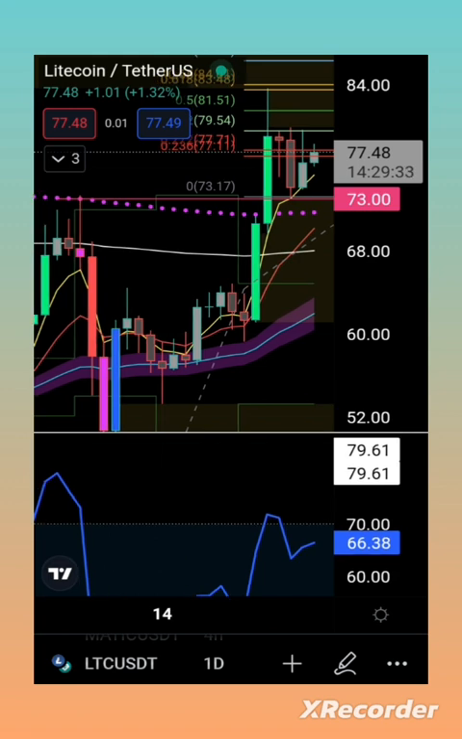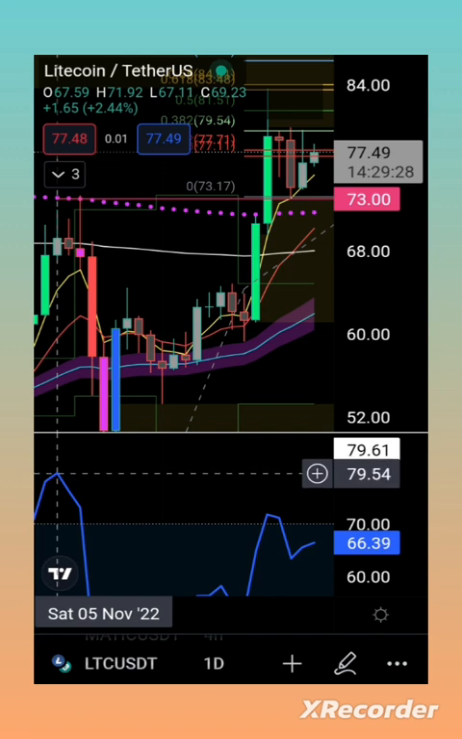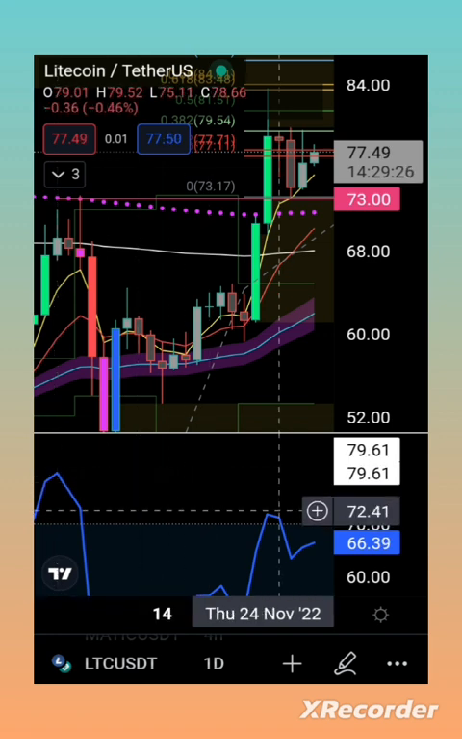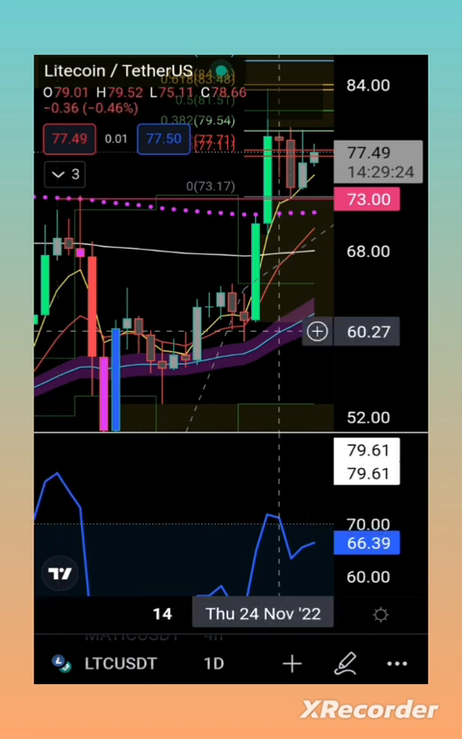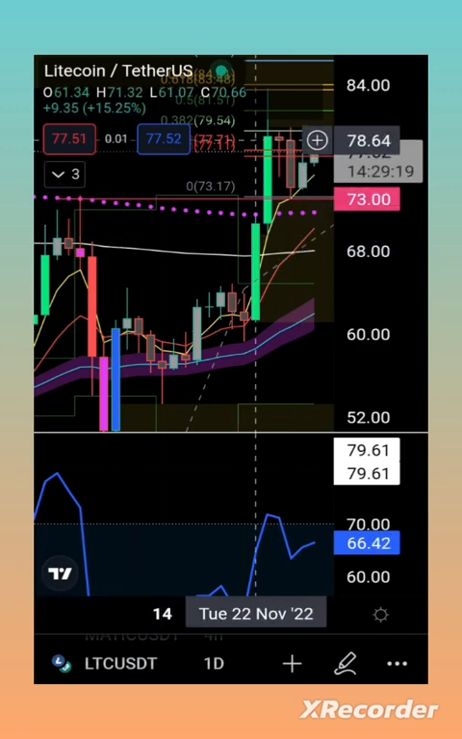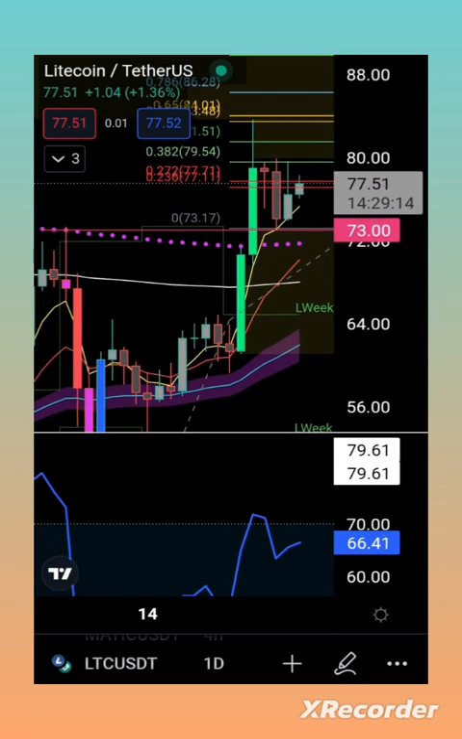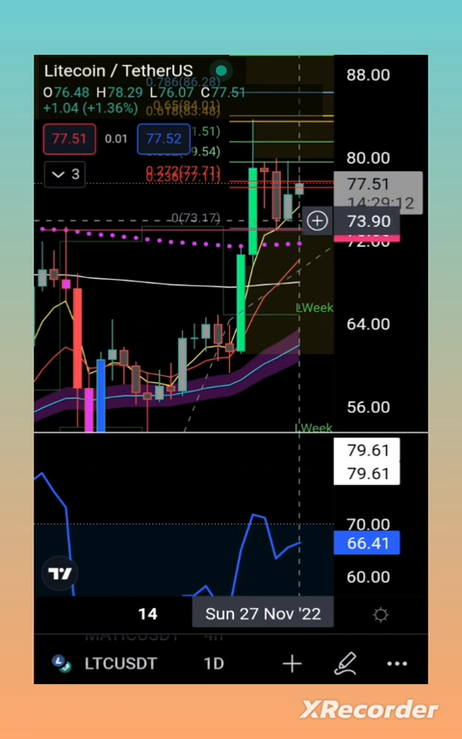I could still tell you that we have bearish divergence at the moment. We're having a high over here and a lower high at the moment on RSI, while on price action you're having a high and a higher high. But bearish divergence doesn't have to play out. You could say it played out a few days later, but yeah.